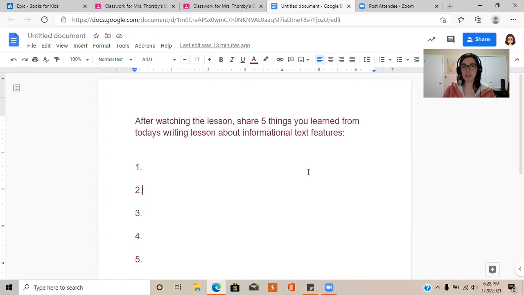So an example might be like, I noticed that informational books have headings. I noticed that in informational books, sometimes authors use diagrams with labels. I noticed that sometimes in nonfiction books, authors tell me a word I might not know and then tell me the definition of it. I noticed that sometimes there are photographs in informational books. I want you to share with me 5 things you learned in today's lesson about informational text.